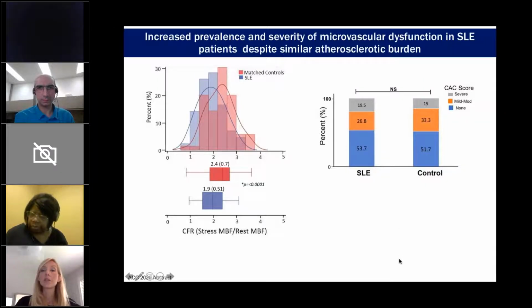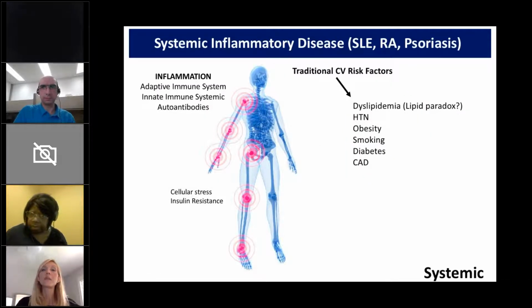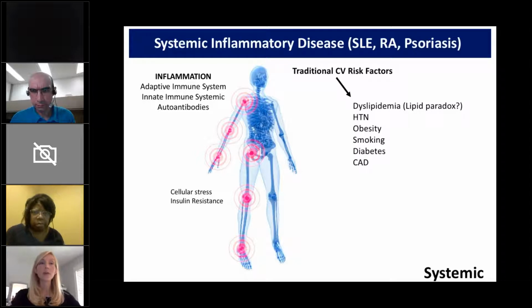Now, before I turn to talk about some exciting mechanistic work which we are now pursuing, I would like to walk through our working hypothesis model. So we have systemic inflammatory diseases. They're all unique, but they each have common overlap, including inflammation. This includes the adaptive immune system, the innate immune system, and autoantibodies, and these will be different within each disease. We also have traditional CV risk factors as shown here.